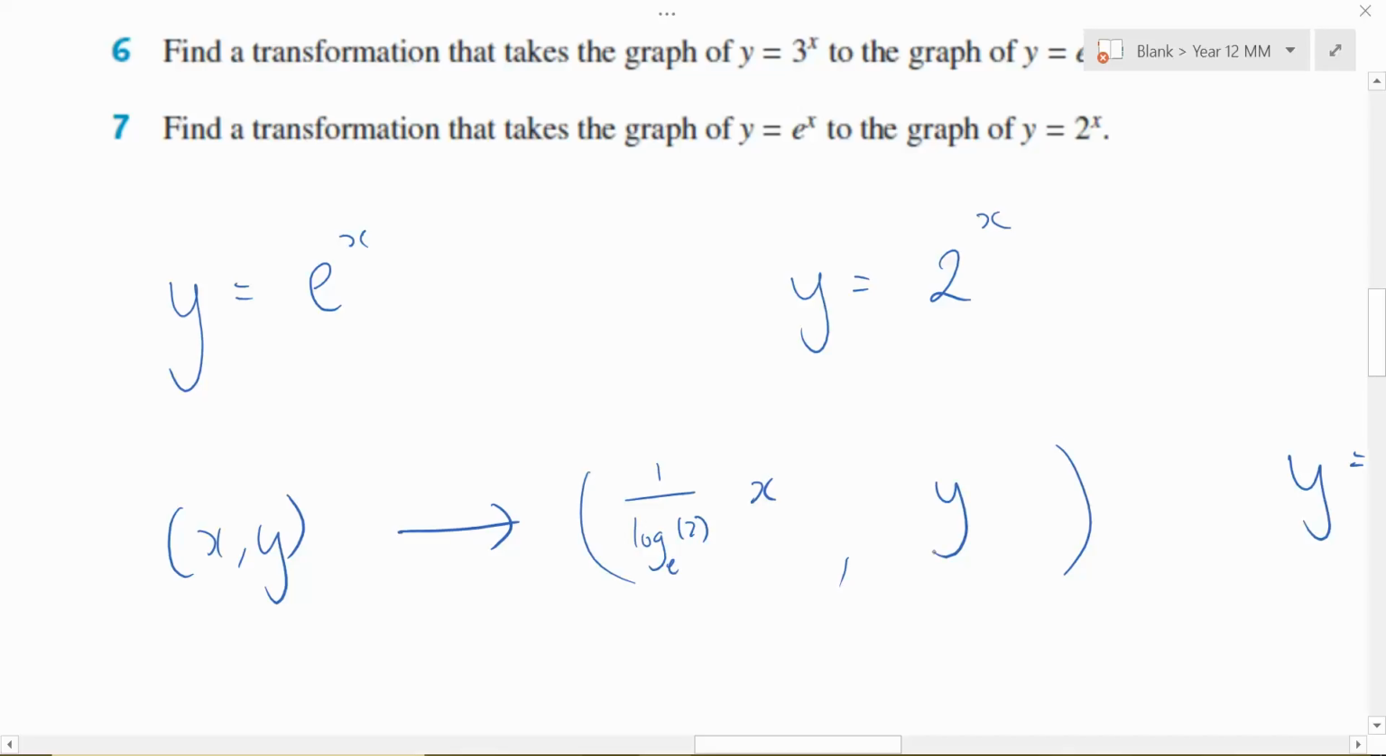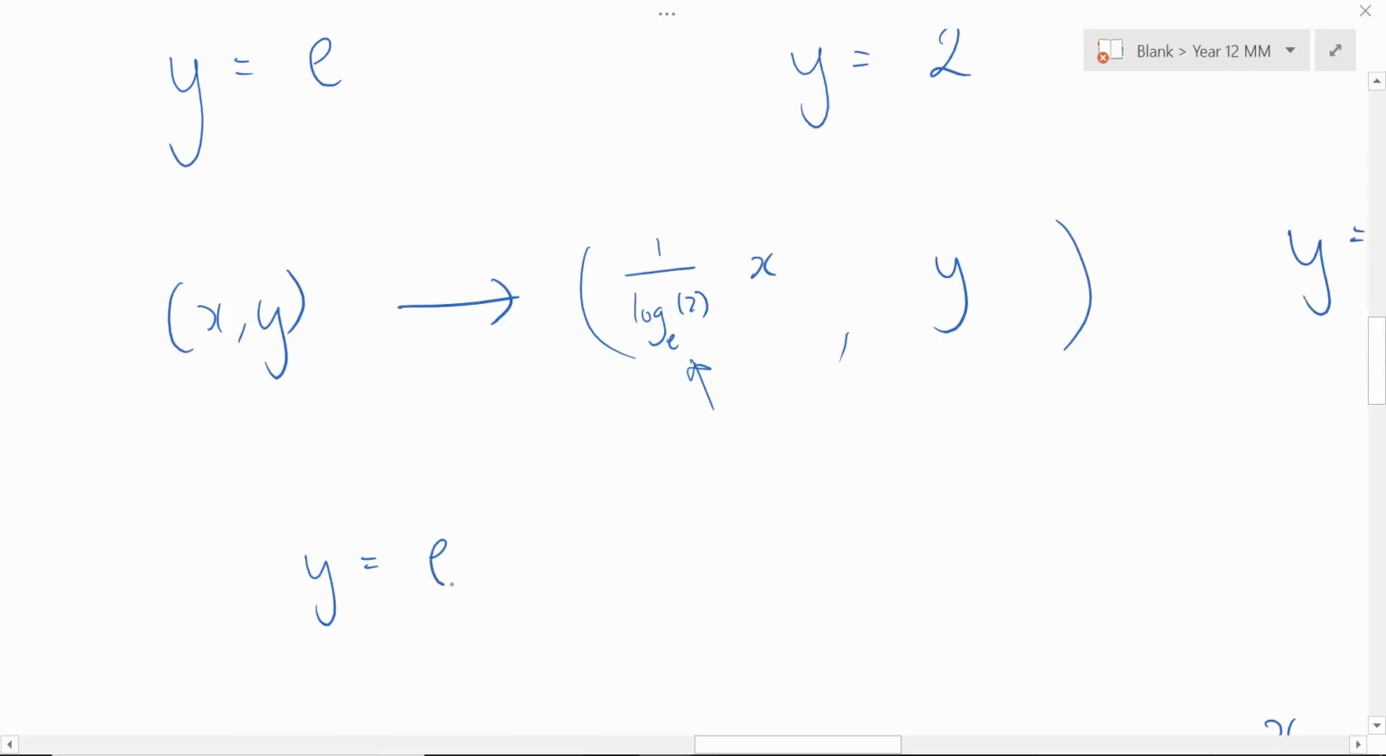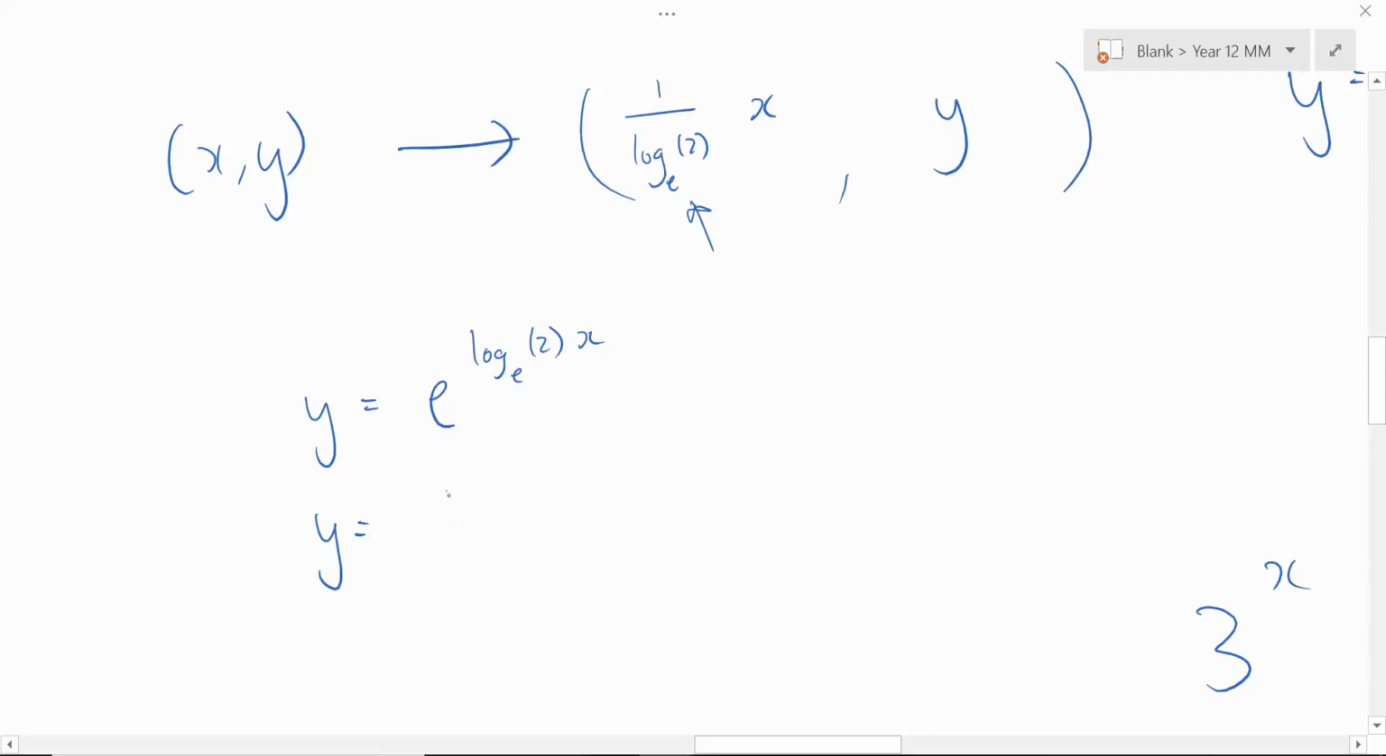It's dilation of factor 1 on log e of 2, because remember, if this is your dilation factor, it will now be y equals e to the log e of 2 times x. Simplify that equation. That becomes e to the log e of 2, to the power of x. And then these logs cancel out and you get 2 to the power of x. But what you have to remember is if that was a 2, you would have told me a dilation factor of 1 over 2. If it was a 7, you would have told me it's a dilation factor of 1 over 7. So if it's log e of 2, then the dilation factor has to be 1 over log e of 2.